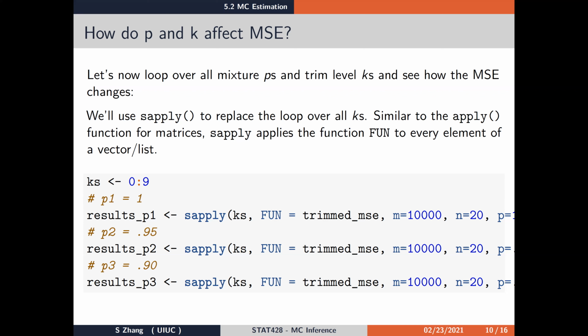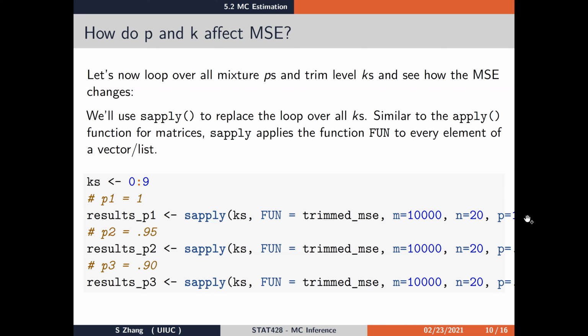Let's try to get the results for each of the possible p's: p of 1, 0.95, and 0.9. First, let's do it for p equals 1. Let's call our results p1. So this is going to be equal to sapply k from 0 to 9, the function trimmed MSE, which is the function we created earlier. And because we just want to apply it to the possible values of k, we have to specify the other arguments of the trimmed MSE function. So let's say m is equal to 10,000, n is 20, and p is 1.